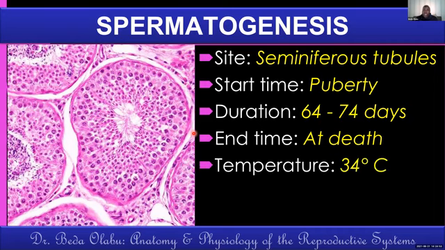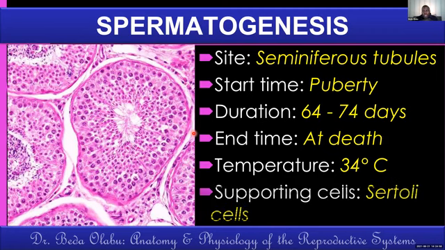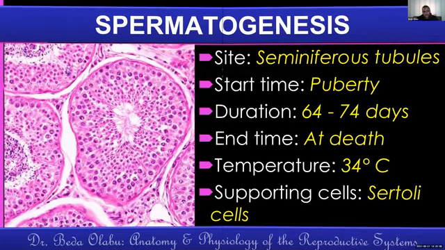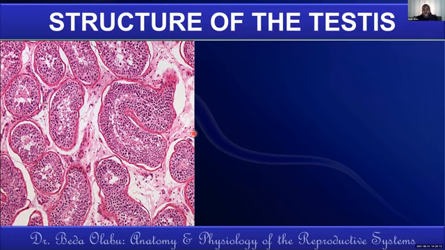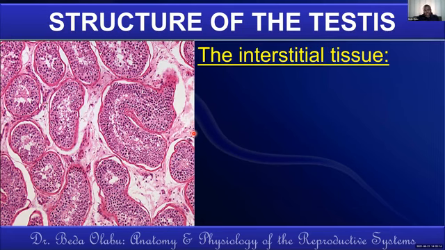And that the optimal temperature for spermatogenesis is about 2 to 3 degrees below the body temperature. The cells that support development of sperms are called Sertoli cells. Remember, we are still talking about the testis, and we've looked at one entity of the testicular parenchyma, that was the seminiferous tubules of the testis.